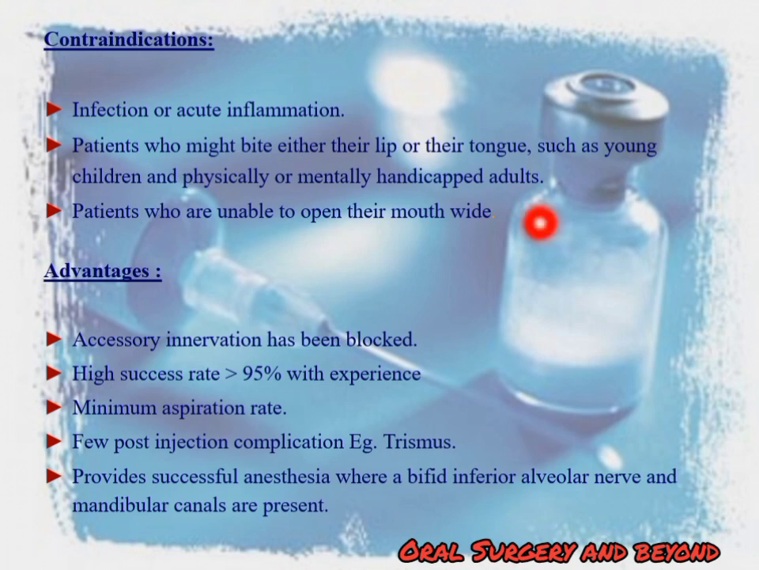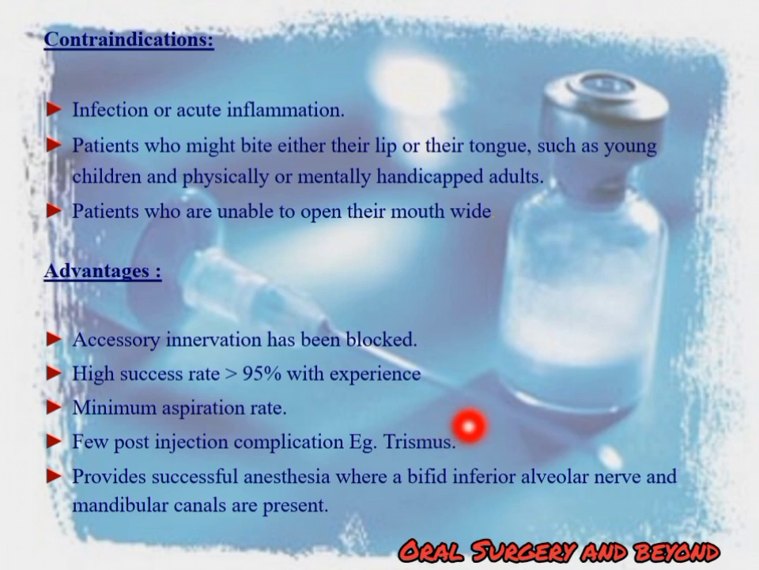Advantages: accessory innervation is blocked, so there is a higher success rate, more than 95% with experience. Believe me, if you have not tried this Gow-Gates technique, you should try it once and you will get amazing results. Minimum aspiration: as we inject at a more superior level, there is less chance to hit the arteries and veins, so it's a minimum aspiration rate. Few post-injection complications like trismus.